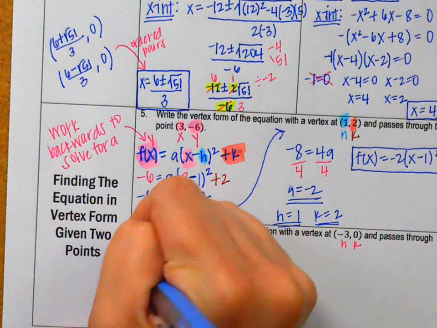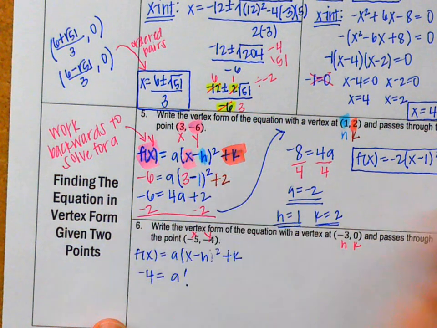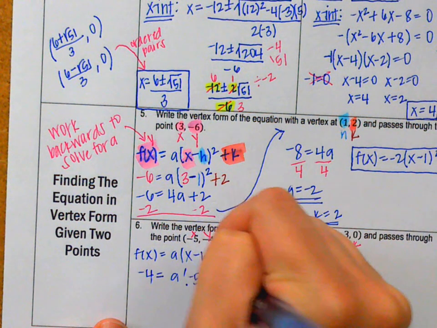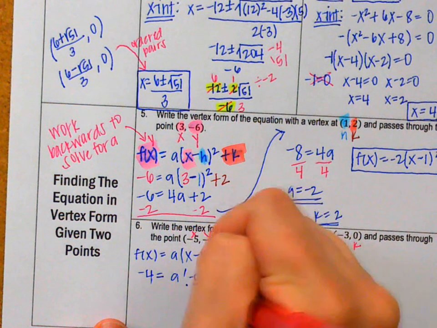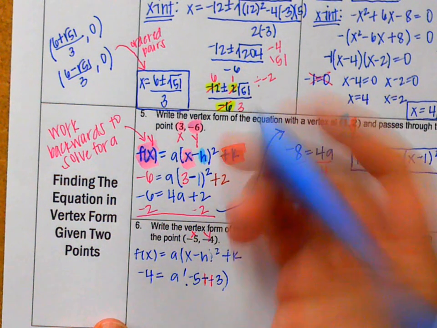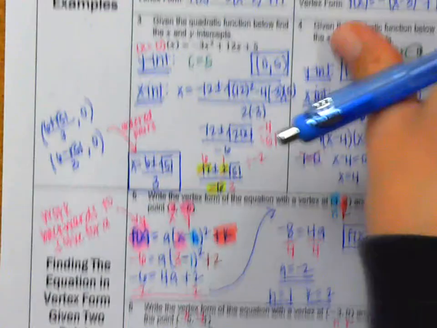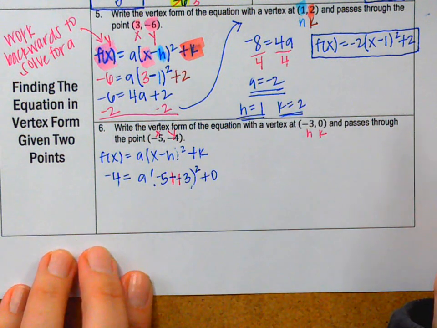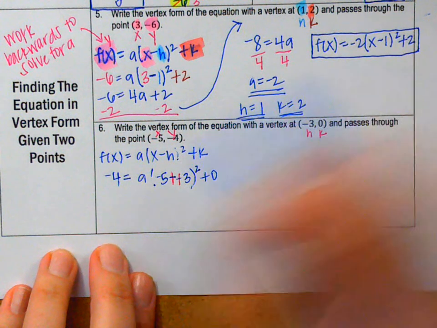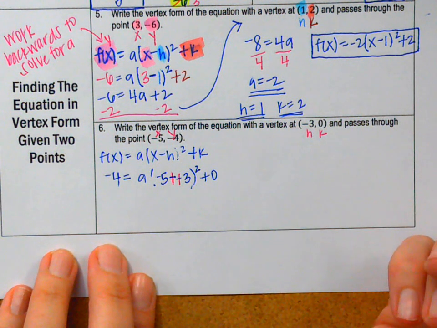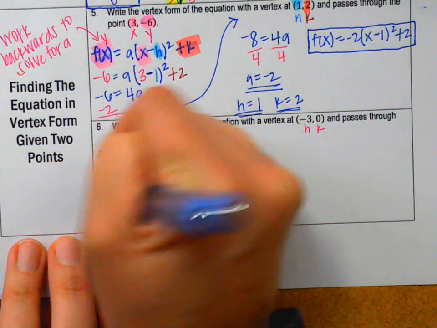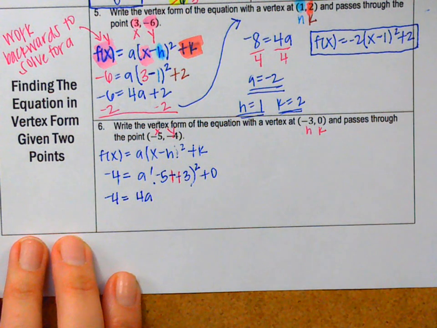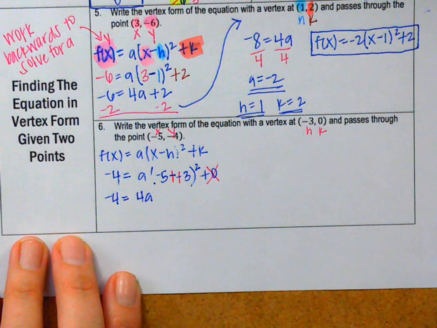For f of x, I have -4. I'm working to find a, and then x is -5, minus, and then it's minus -3. So what ends up happening is that becomes a plus. Don't forget the square, very common mistake. And then plus k, which is 0. So really what we're dealing with, the 0 goes away. -5 plus 3 is -2. And -2 squared is positive 4a, which we don't need the 0, because 0 plus 0 is just irrelevant.